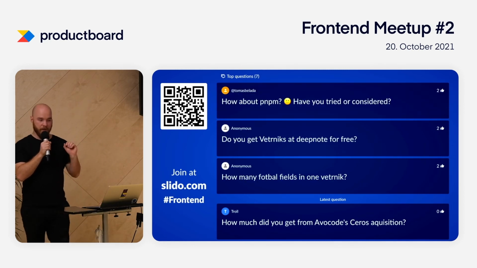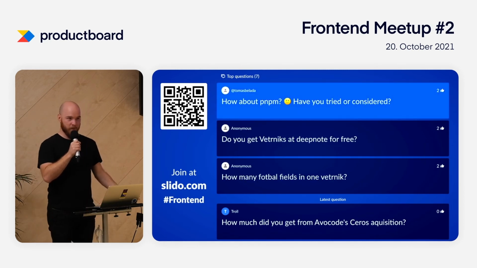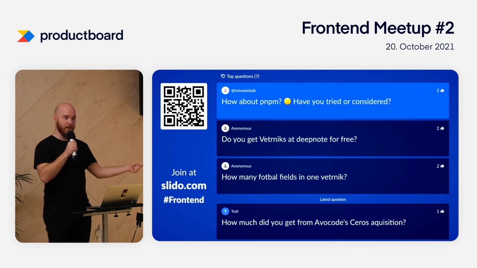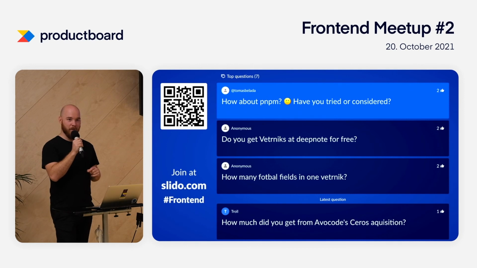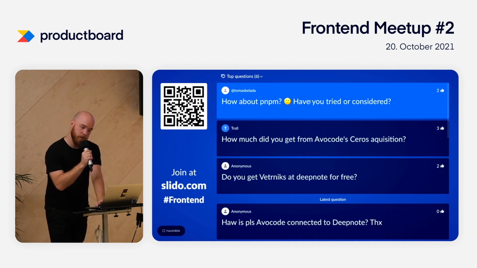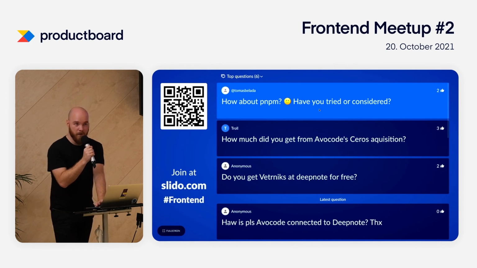PNPM, have you tried or considered? I wanted to do that, but I had so much work, so I didn't. I didn't try it. I hear that NPM 7 is quite popular and it solves a lot of problems because it's inspired by what Yarn did. By the way, NPM didn't have lock files, and Yarn brought them. So now there is also package lock. It was, I think, since NPM 5. So I didn't try it. But if there are any learnings, I would be happy to hear those.